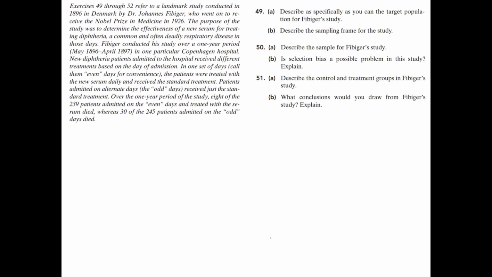Exercises 49 through 52 refer to a landmark study conducted in 1896 in Denmark by Dr. Johannes Fibiger, who went on to receive the Nobel Prize in Medicine in 1926. The purpose of the study was to determine the effectiveness of a new serum for treating diphtheria, a common and often deadly respiratory disease in those days. Fibiger conducted his study over a one-year period, May 1896 through April 1897.